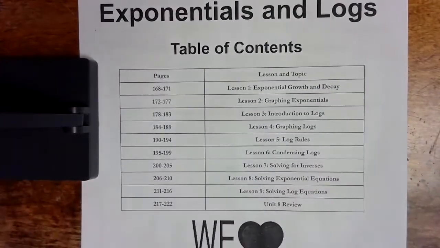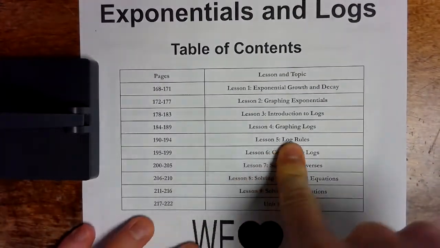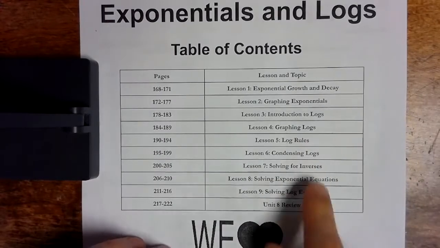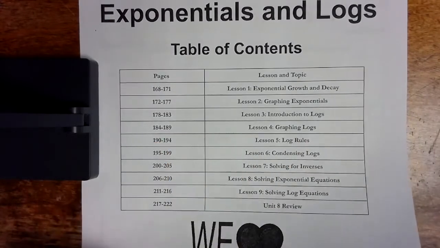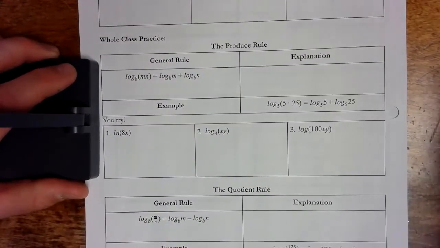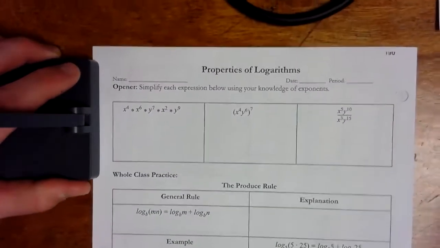We're going to actually move away from the graphs now. We're going to start talking about something called log rules or log properties, which is going to start on page 190. So let's go ahead and get there now. So once again, this is page 190.